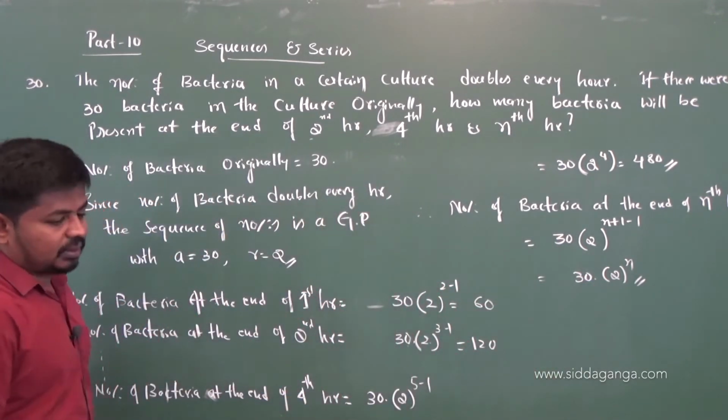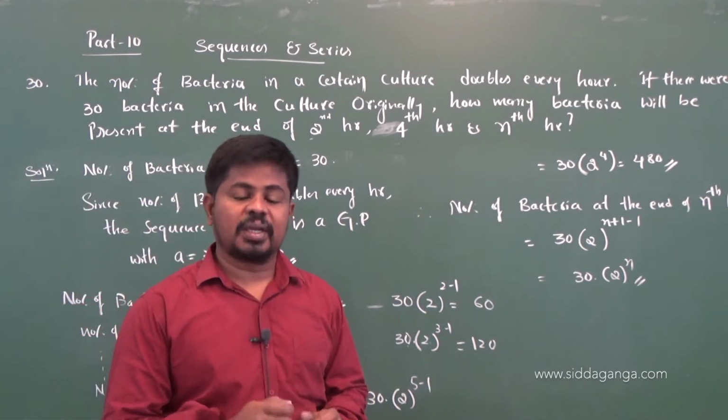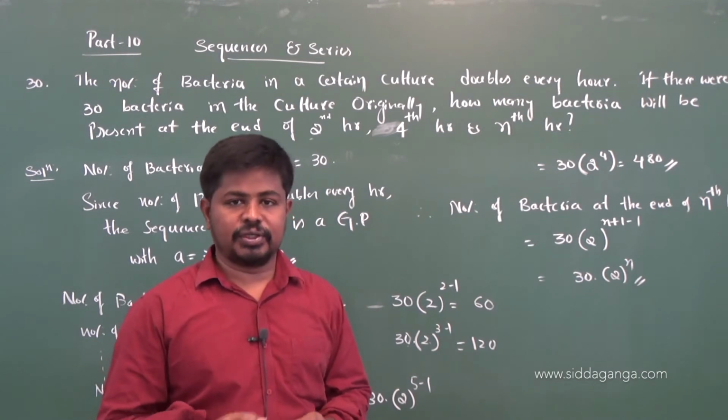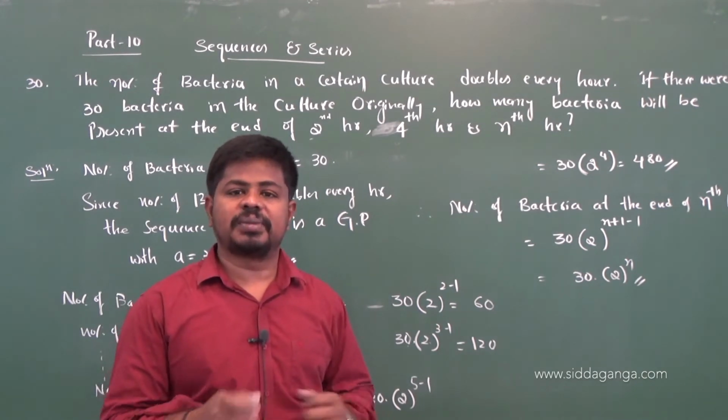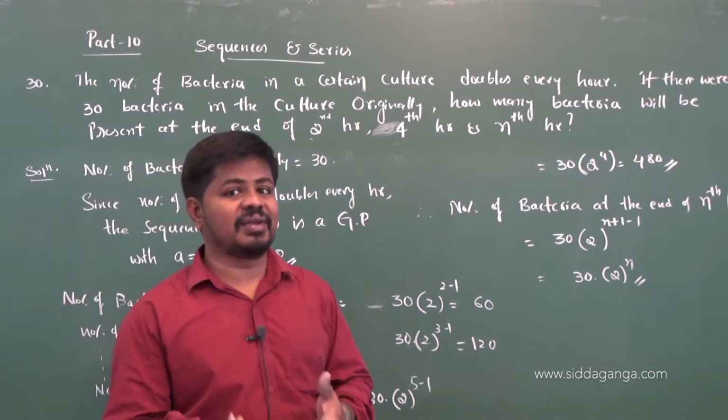See here, originally in the beginning, number of bacteria is equal to 30. Number of bacteria doubles every hour. It means the sequence of numbers becomes a GP, right? With A, I mean first term, is 30 and R is equal to 2 because it doubles every hour.